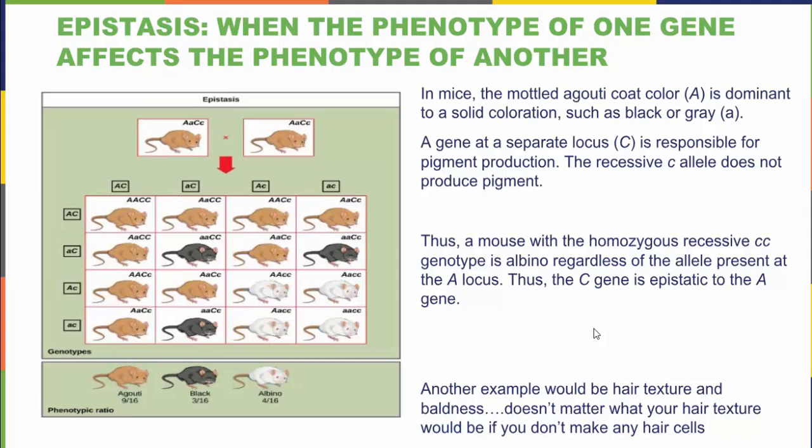So that's epistasis, where you might have a genotype, but that phenotype doesn't show up because you have a different phenotype that is getting in the way of that. So that's what epistasis is.